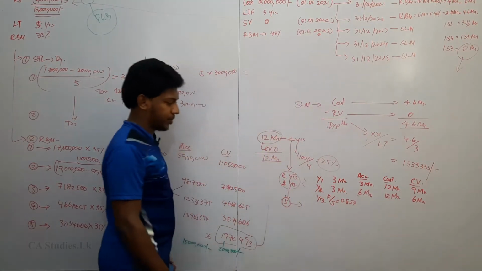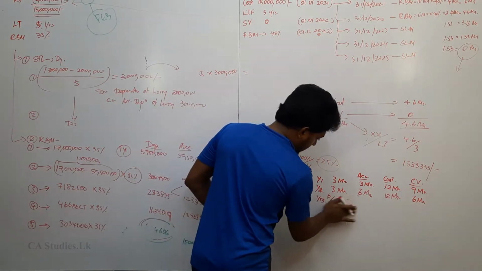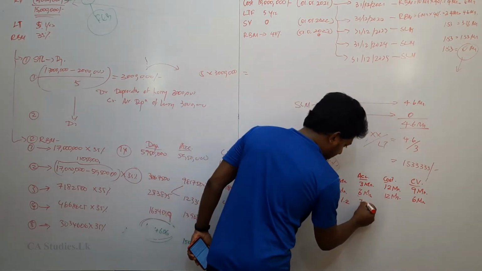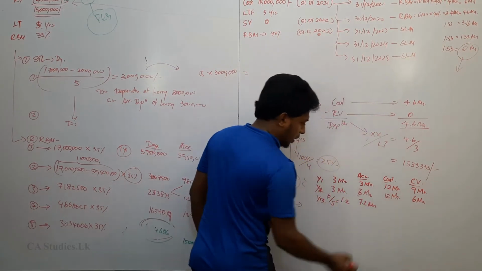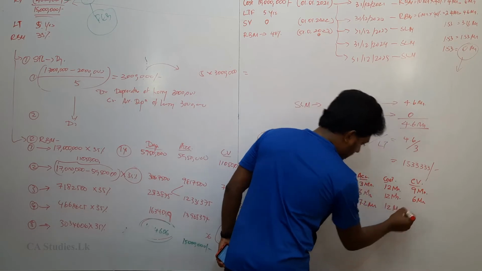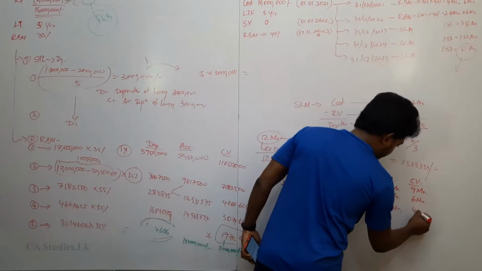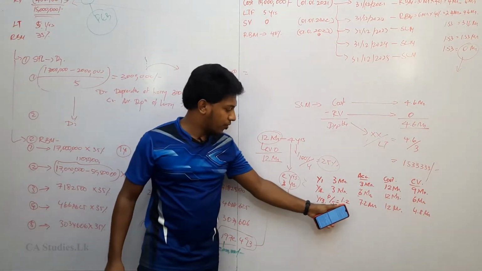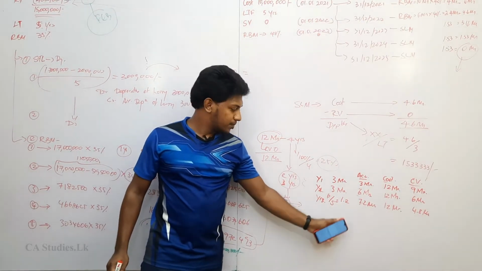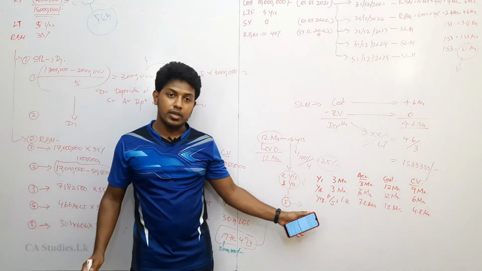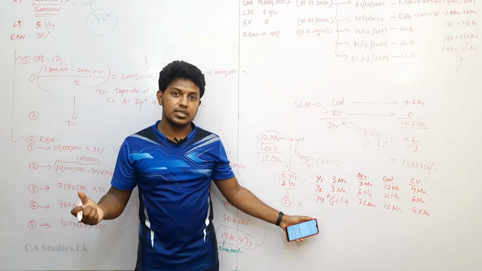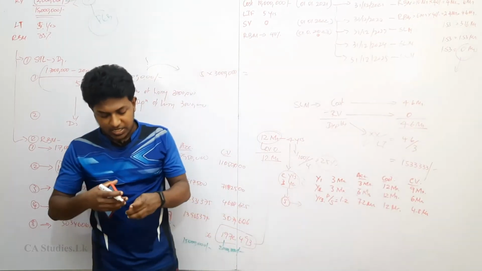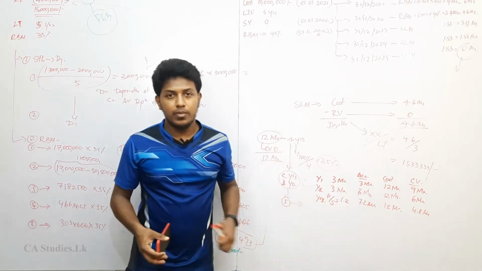Balance 5 years, so 6 million into 5, 1.2 million. So accumulated depreciation is 7.2 million. Second year, cost is not changed, 12 million. 12 million minus 7.2, 4.8 million is balance. So from year 3 onwards, year 3, year 4, year 5, year 6, year 7, 1.2 million is depreciation per year. After that, carrying value will be 0.